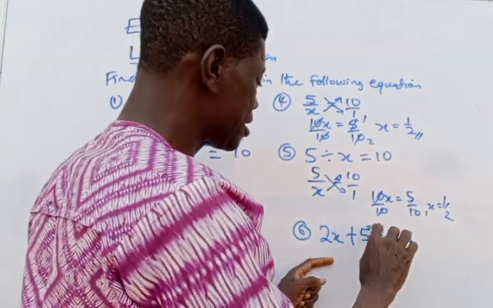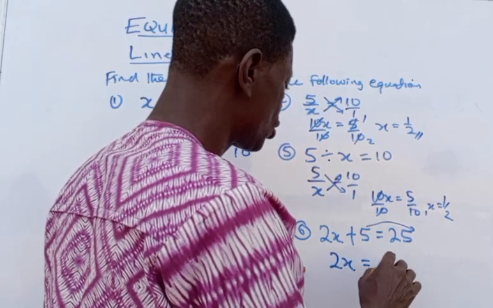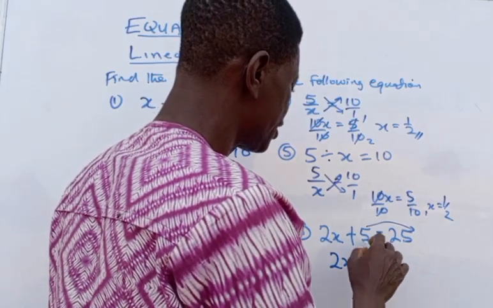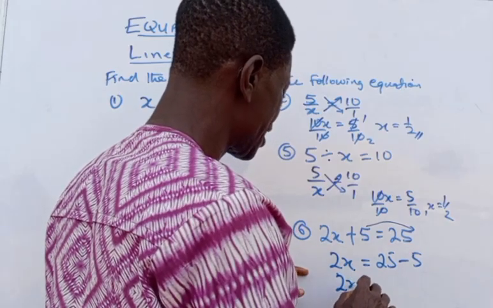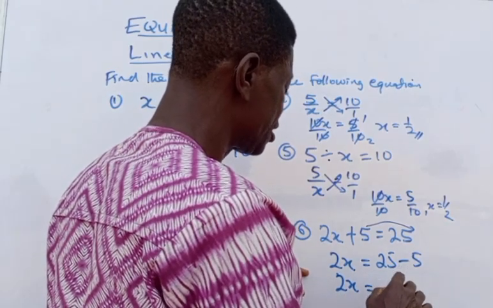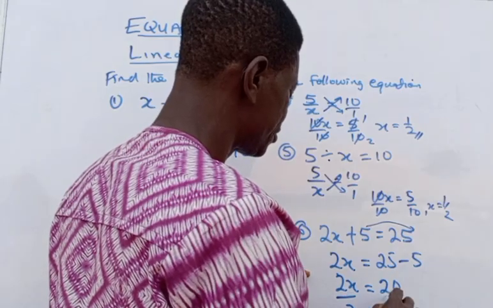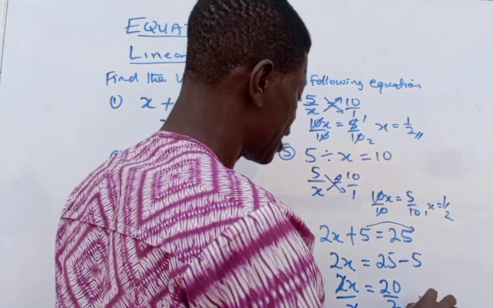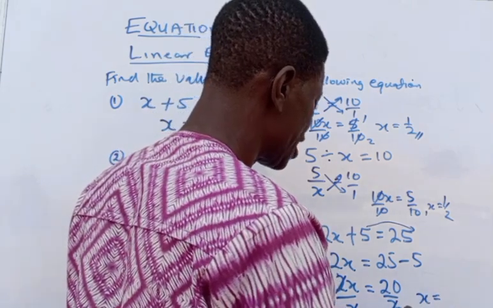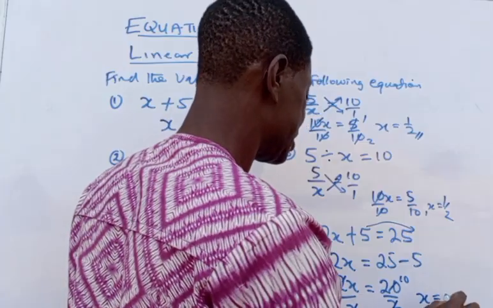Now, when you come here, the first step is to collect like terms. Carry this one to this place to become 2x is equal to 25. This plus becomes minus 5. So that 2x is equal to, remove this, we have 20. Divide both sides by 2 now. This goes with this, so it is 20 over 2. So that x is equal to 2 here, 1, 2 here, 10. x is equal to 10.